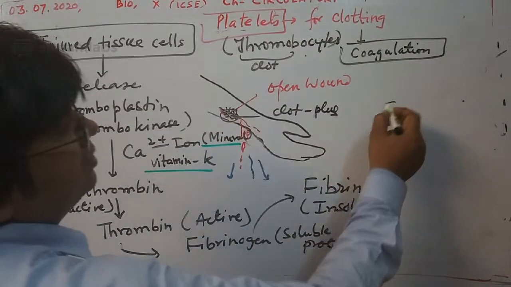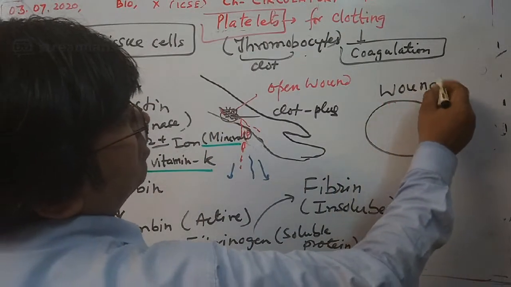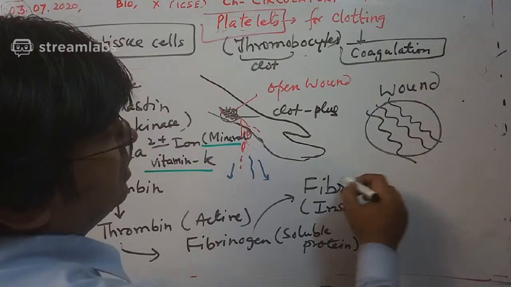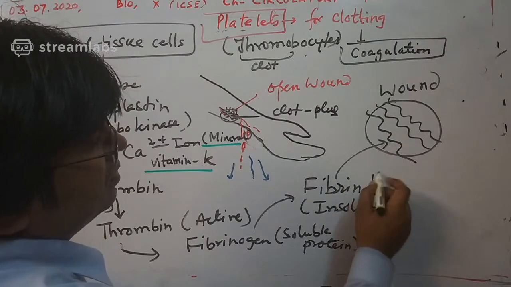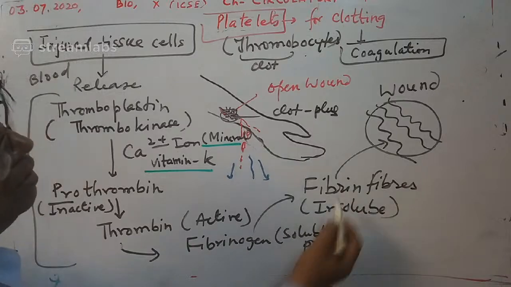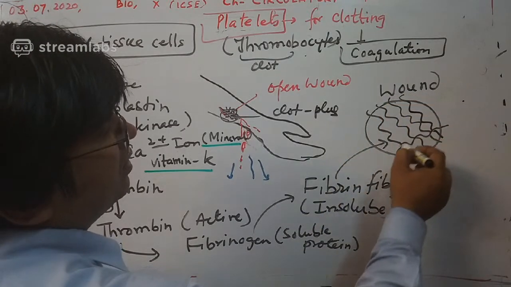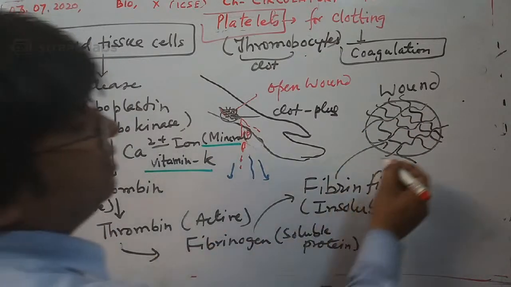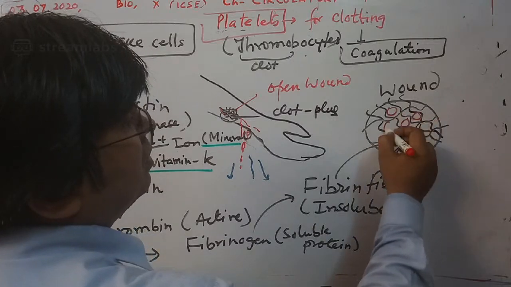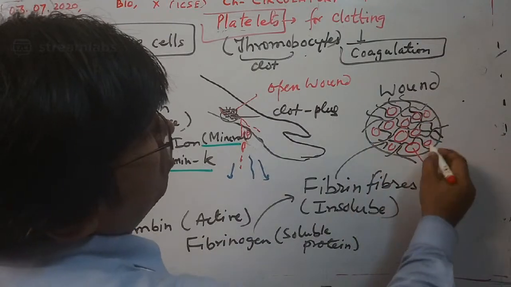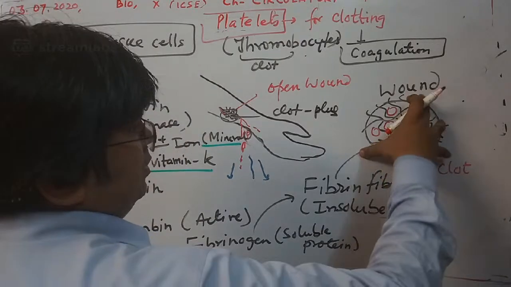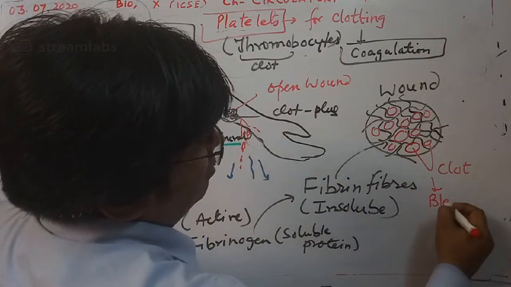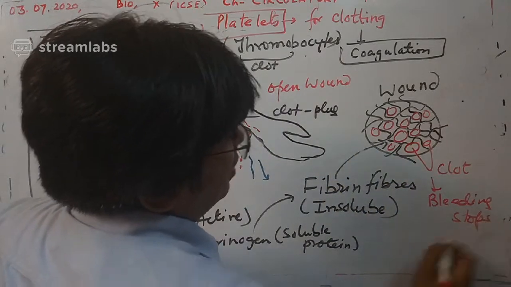And I'm magnifying this part. Suppose this is a wound. They make fibrin fibers like this. These are fibrin fibers. These are insoluble, and when these fibers are formed at this part, what happens? They make a network, and in this network RBCs are blocked. When RBCs are blocked here, together they form a clot. And this part is plugged. With the net and the RBCs, this part is covered, so there is no further bleeding. And so bleeding stops by formation of a clot.